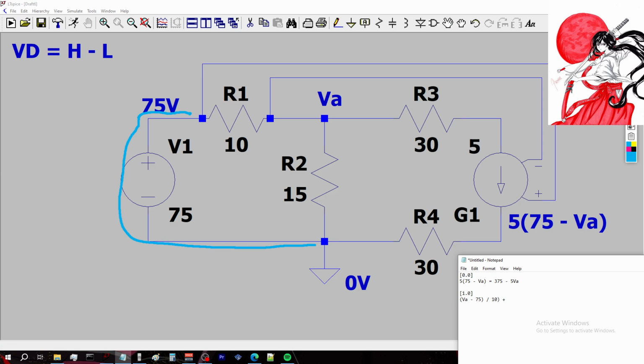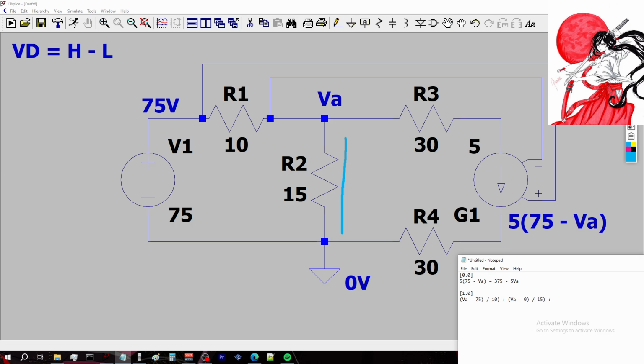So now we're going to move on to the next wire, which is going to be this wire right here. So we're going to find the current across that wire. So we're going to do VA minus ground, which is going to be 0. And that's the voltage difference across the resistor. And we're going to divide that by the 15 ohm resistor. And now we have found our current across that.